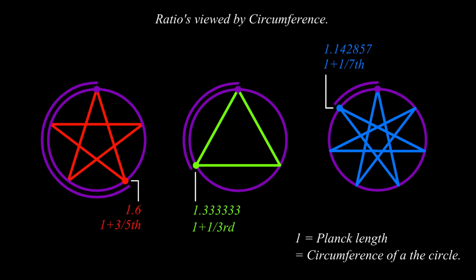And then moving to the system of 7, which is the ratio of 1.142857, is 1 Planck length plus 1/7. So 1 revolution around the circle plus 1/7. And again, it finds the same place to generate a star that has the same angle. So the angle exactly matches the wavelength, exactly matches the wave number. So this system has a minimum wave number of 7 because there are 7 points naturally generated.